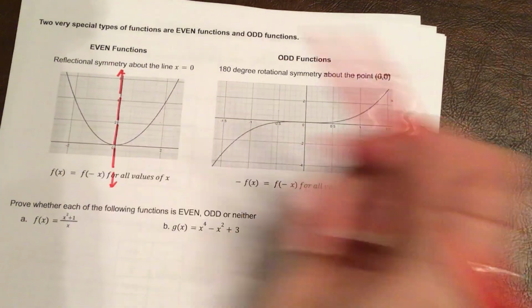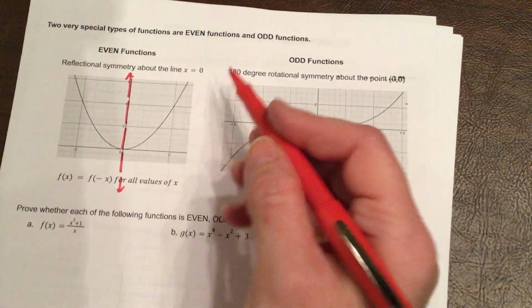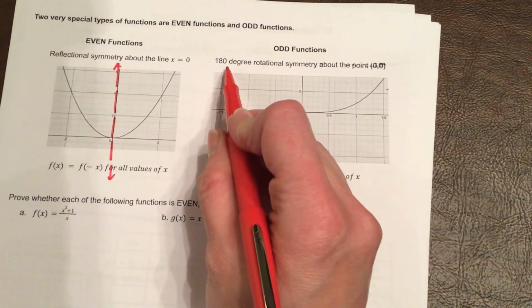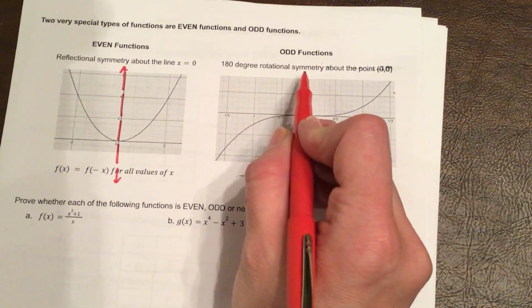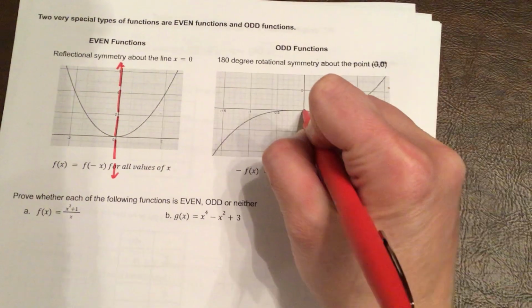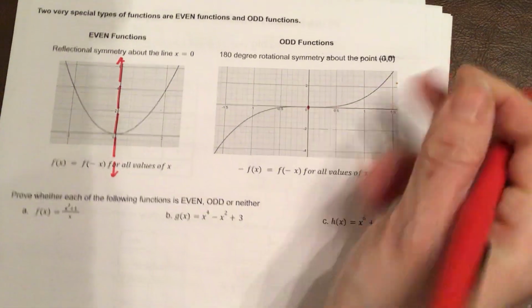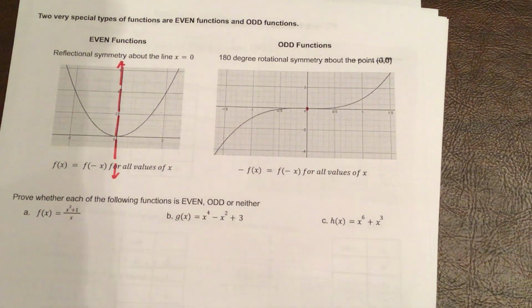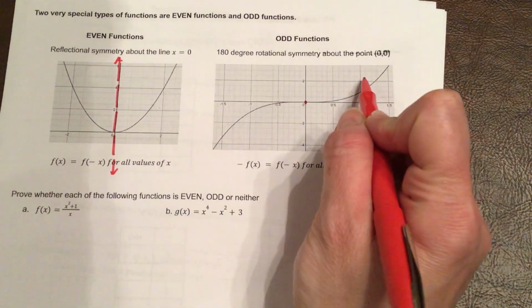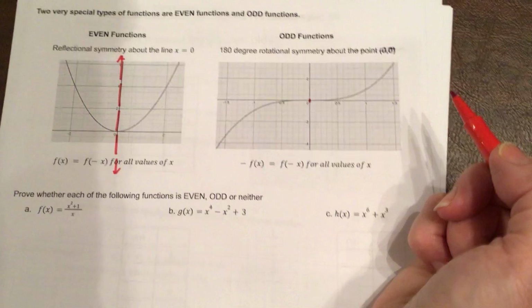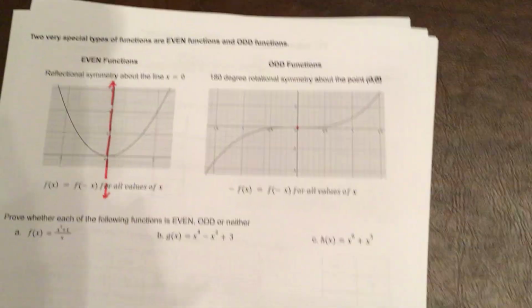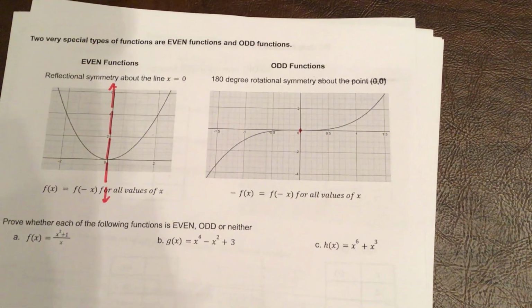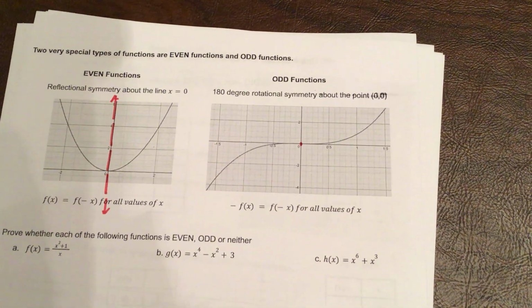So again, parabolas are pretty common, right? Maybe an absolute value would be pretty common. It's an odd function if there's a 180-degree rotational symmetry about the origin. So the origin's right here, that's 0, 0. Notice if I took this and rotated it 180 degrees, it's going to map onto itself. So this is called a 180-degree rotation. Think back to your geometry days when we did transformations, right? That's a 180-degree rotation, counterclockwise, if you will, or clockwise, doesn't really matter.